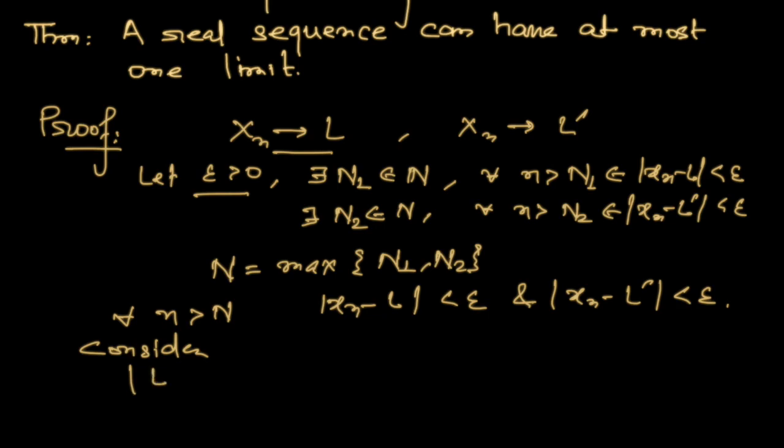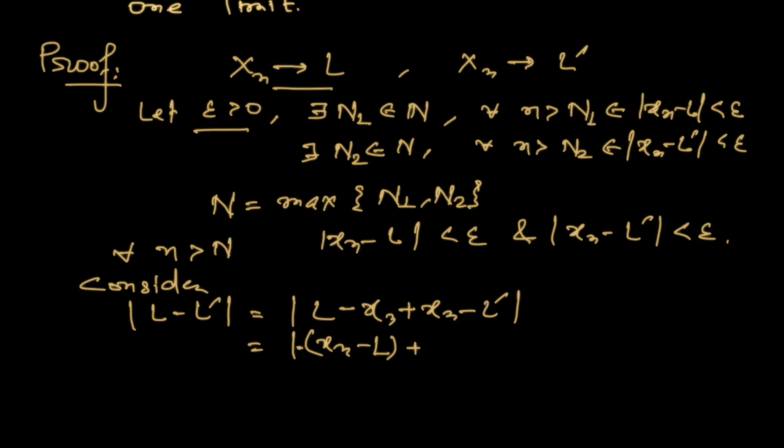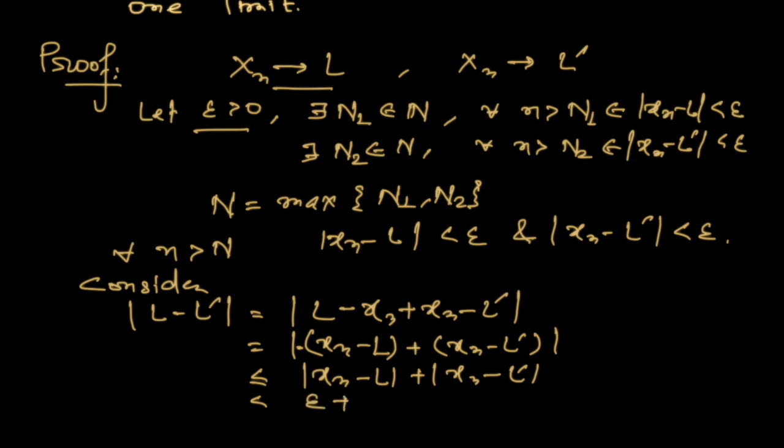Consider L minus L prime. This can be written as L minus x_n plus x_n minus L prime, and this is equal to minus (x_n minus L) plus (x_n minus L prime). By the triangle inequality, we can write this as at most |x_n minus L| plus |x_n minus L prime|, and we know that this is epsilon plus epsilon, so this is less than or equal to 2 epsilon.